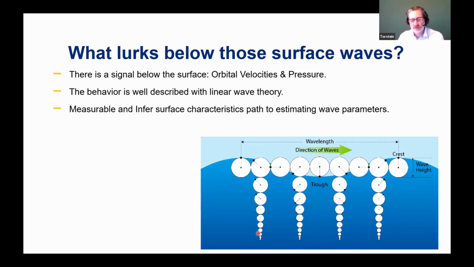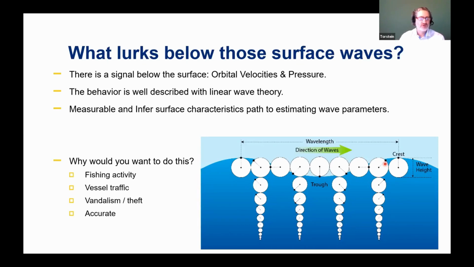I think the important thing here to notice is that the orbital velocities, the amplitude of these trajectories that they go through, decay with depth. And this is determined by the length of the wave. So as the wave becomes shorter, the attenuation becomes much more rapid. And that's important because it's one of the limitations that we have to address when we're measuring waves.